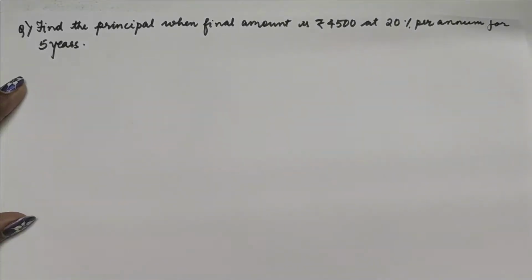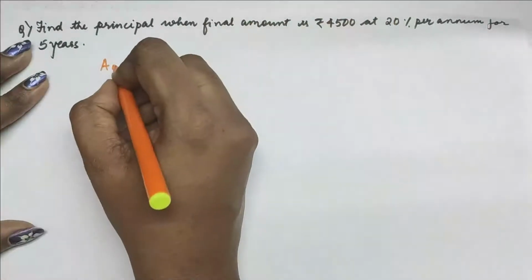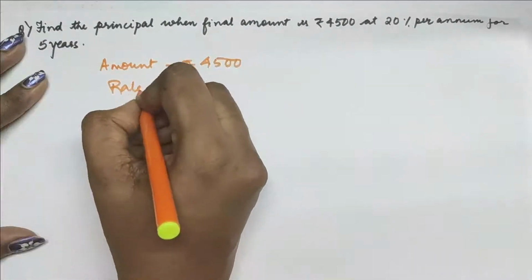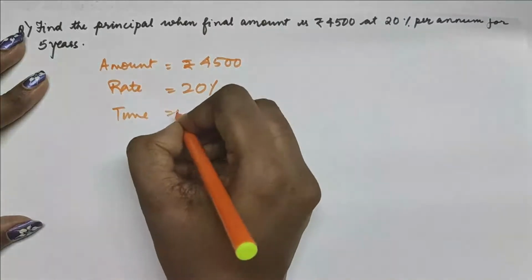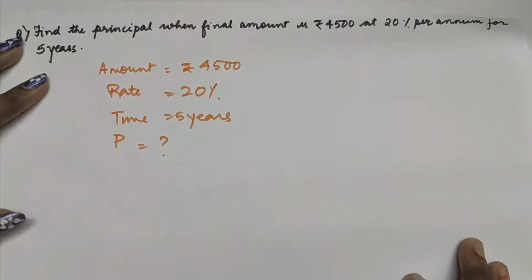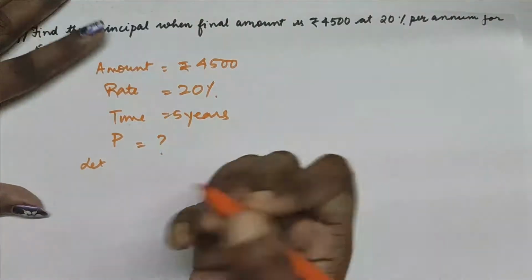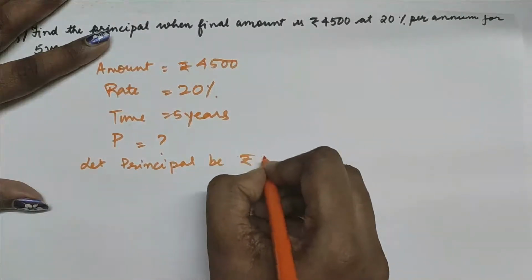Now moving to the next question, which says: find the principal when final amount is 4500 at 20% per annum for 5 years. What are the details given? Final amount is, so it's very clear that the amount is 4500. You can see percentage, so you know the rate percent is 20, and the time is also given, 5 years. Here we have to find the principal. So let us assume the principal as P. You can also take it X, but I am showing you with P. Let principal be rupees P.